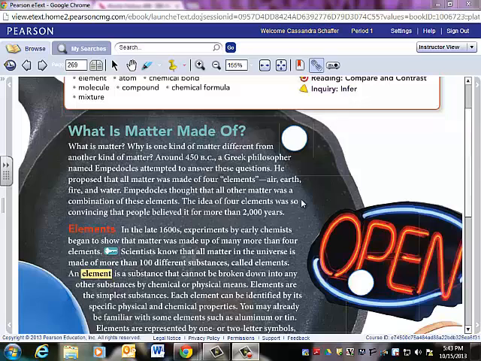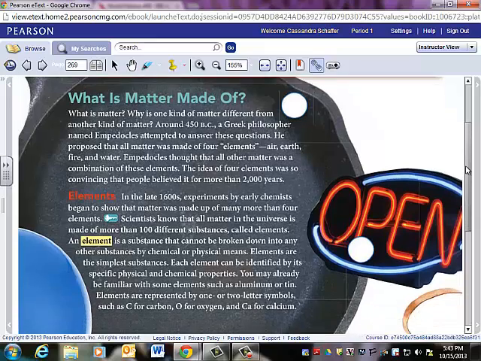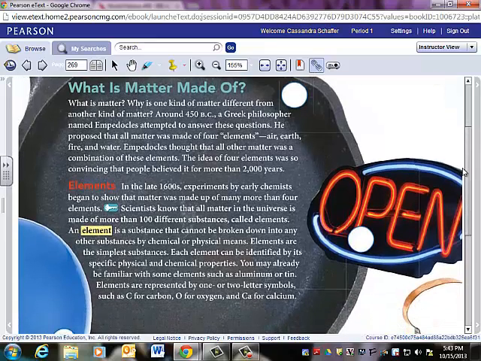So now that you've had some time to think about what might have happened around 450 BC, let's move on to see how the idea of these elements continue to change throughout history.